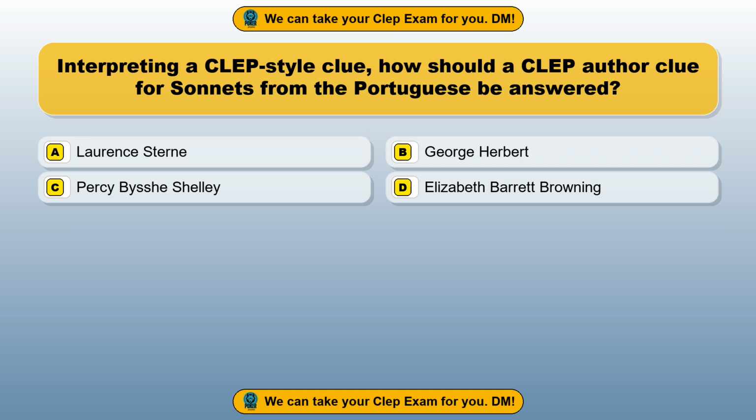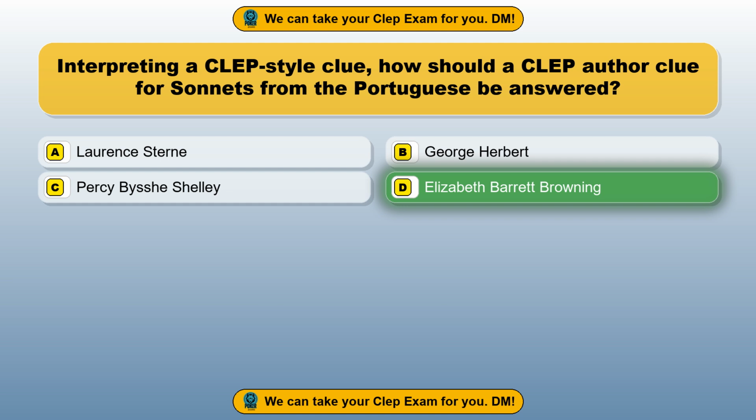Question 47. Interpreting a CLEP-style clue, how should a CLEP author clue for Sonnets from the Portuguese be answered? Option A, Lawrence Sterne. Option B, George Herbert. Option C, Percy Bysshe Shelley. Option D, Elizabeth Barrett Browning. The correct answer is option D, Elizabeth Barrett Browning.